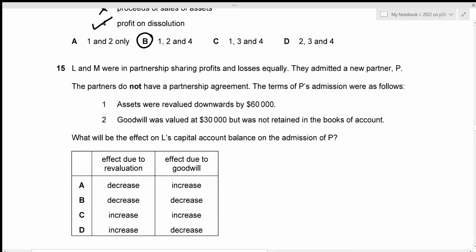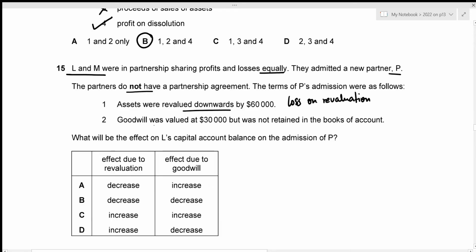L and M were in partnership, sharing profits and losses equally. They admitted a new partner, P. The partners do not have a partnership agreement, and the terms of P's admission were as follows. Assets were revalued downwards by 60,000. So this is a loss on revaluation, which is to be shared by the existing partners L and M equally.